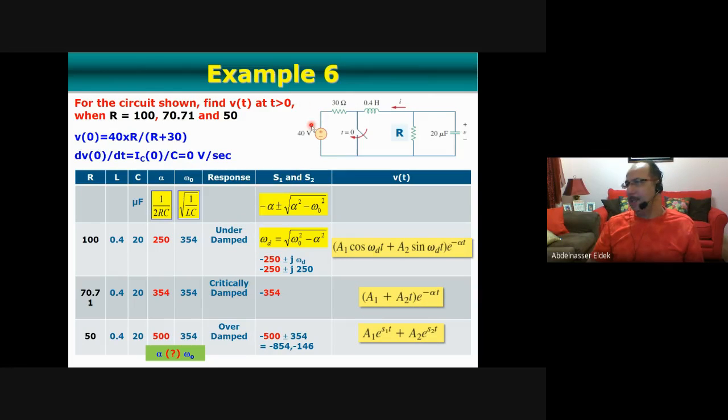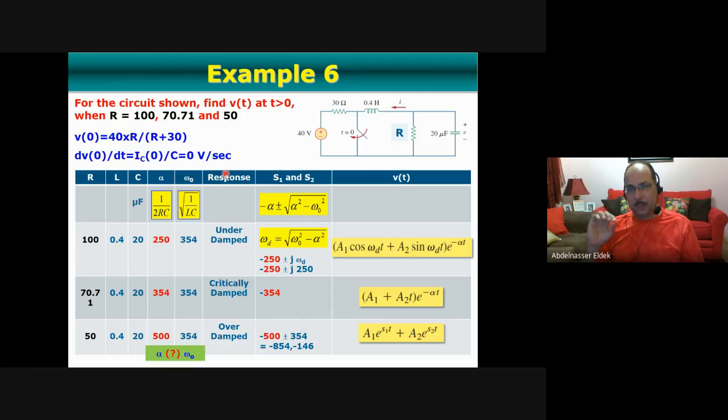Here's an example, one of the circuits that we solved in the initial condition part. If R equals 170.71 and 50, how would you solve this? We solve it using the same method.